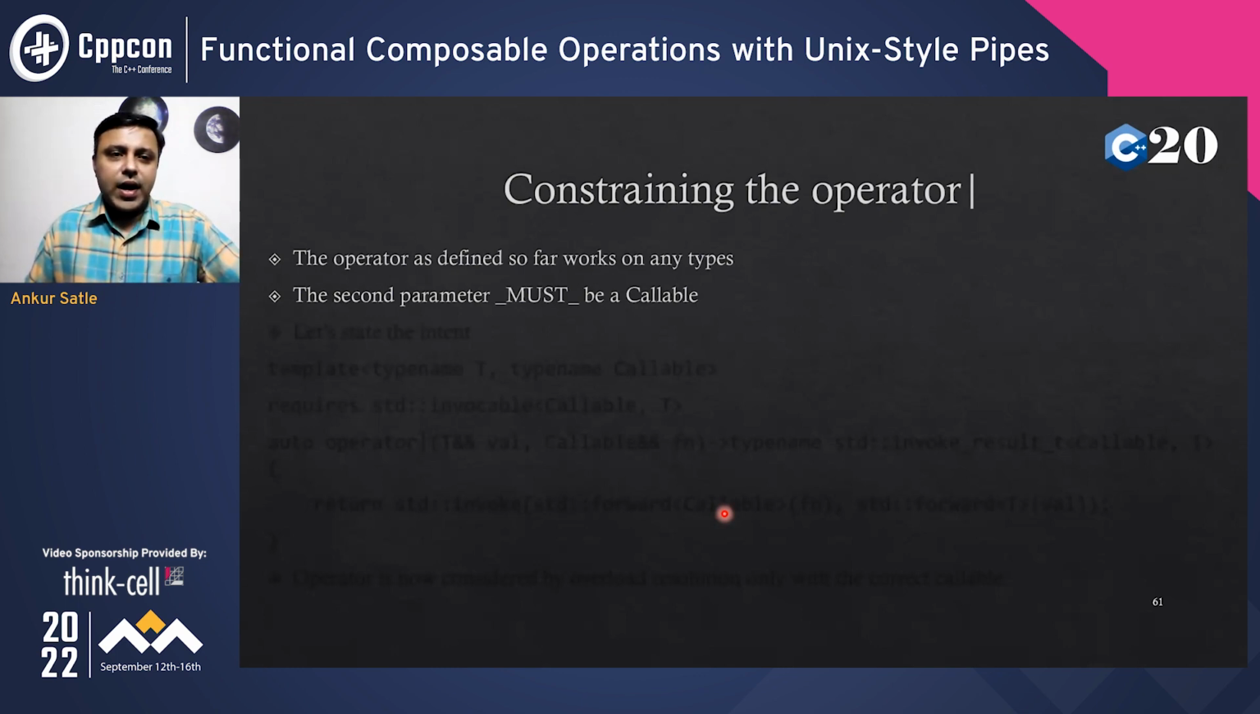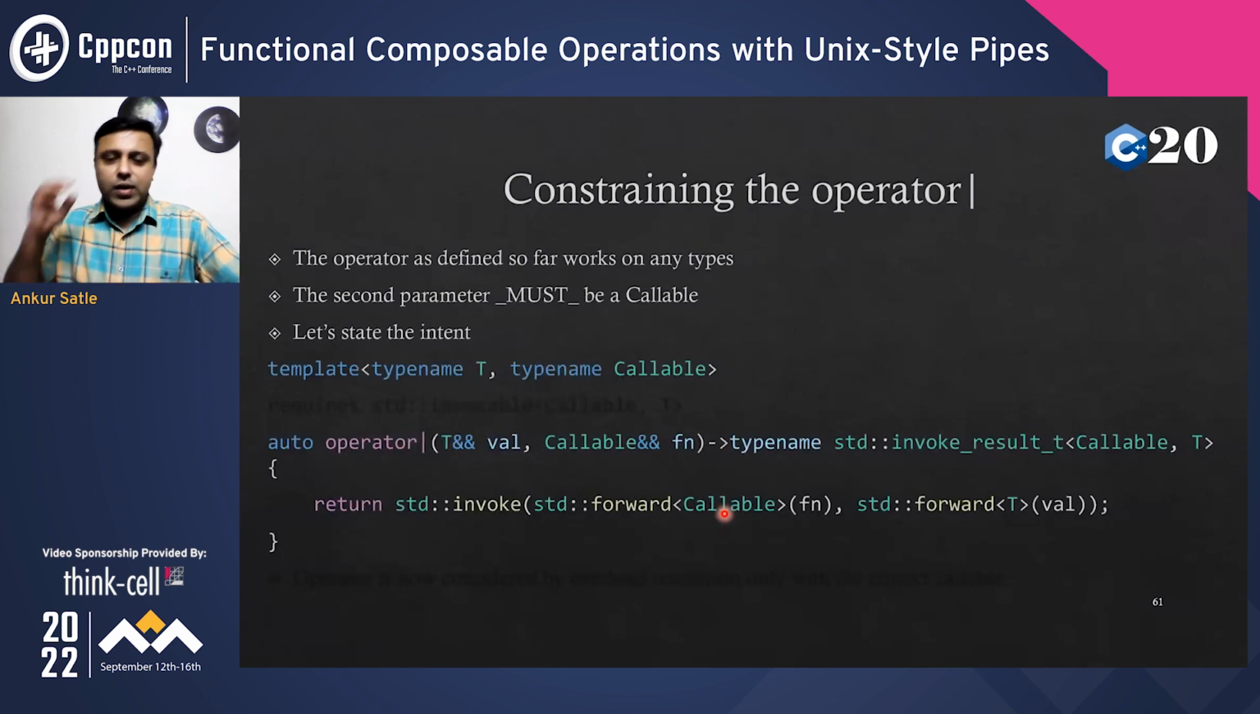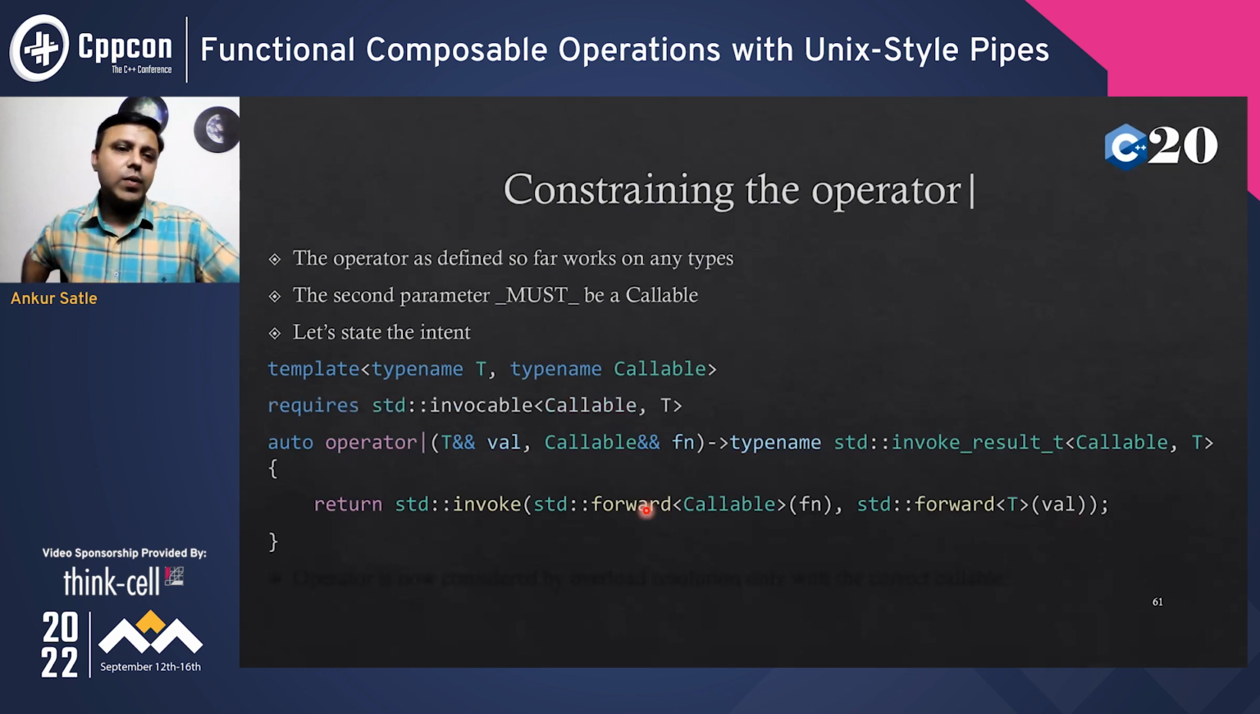And let's state the intent in the operator. What we want is the operator. This is just like the previous slide. It's working on the T. So this is the overload with just the T being passed, the value being passed to the callable. This is just like before, and we just add a requires clause to this. So we say that it has to be an invocable type. Invocable callable with T has to be satisfied.